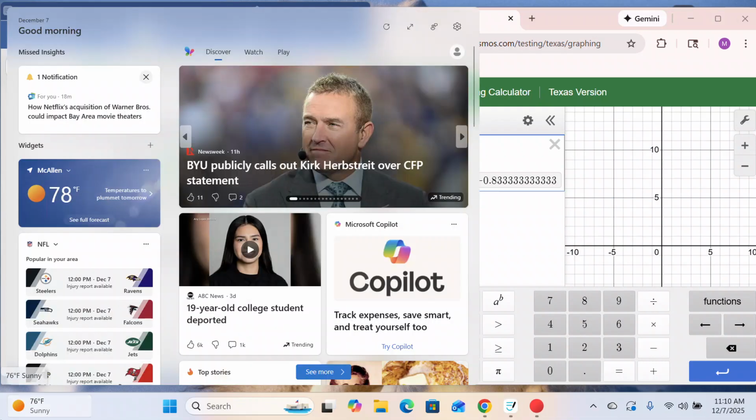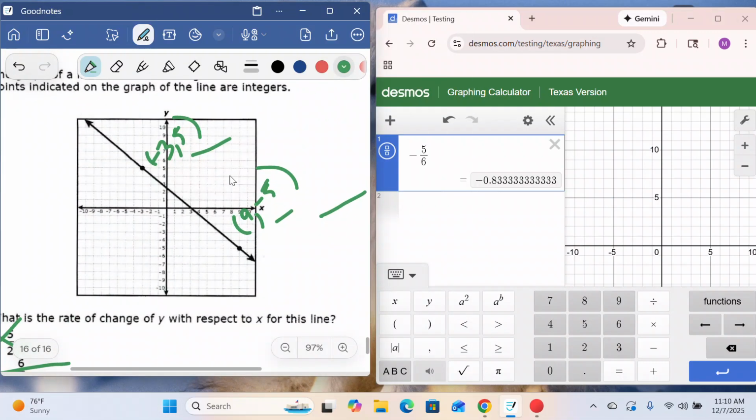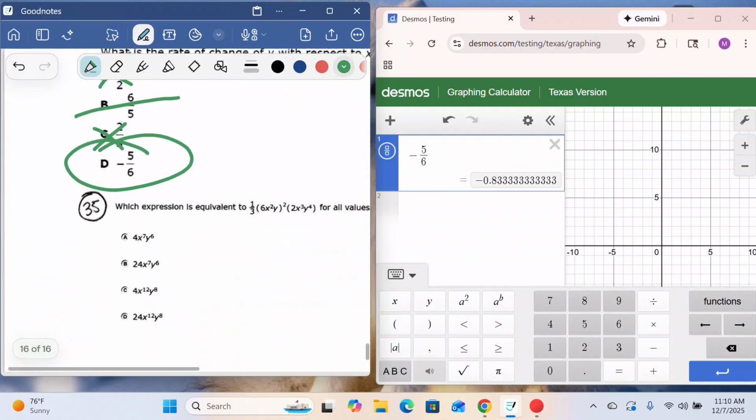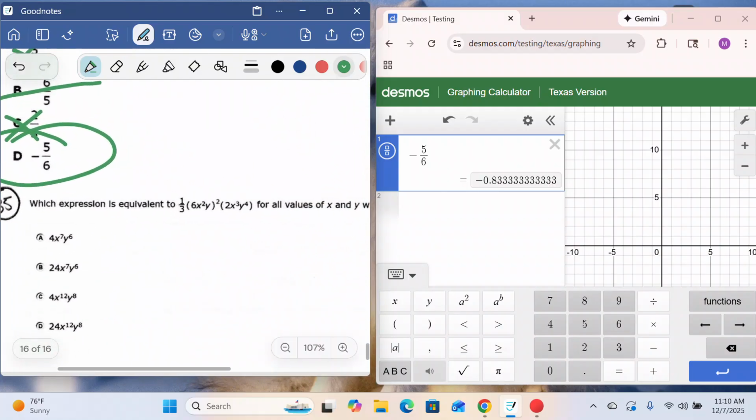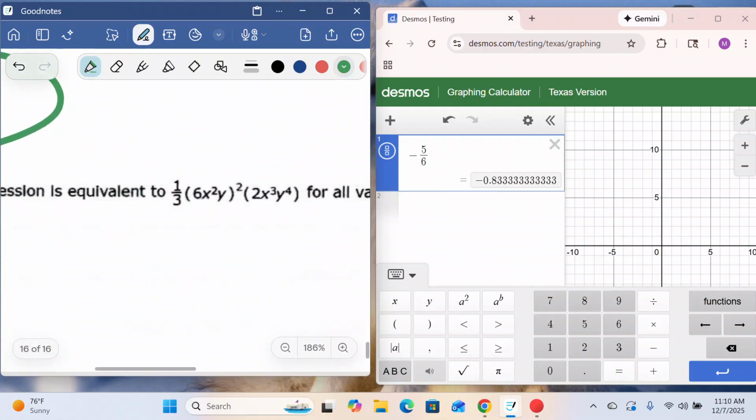And once again, if they don't give you the points, as long as you get 2 points, that is the correct answer. So we're going to go on to the next one. They're asking which expression is equivalent to this with X and Y values. Once again, we learned Desmos. We learned how to input this into Desmos.